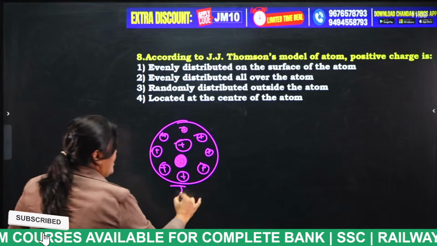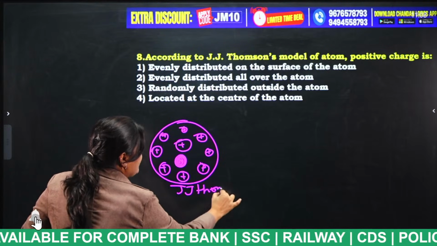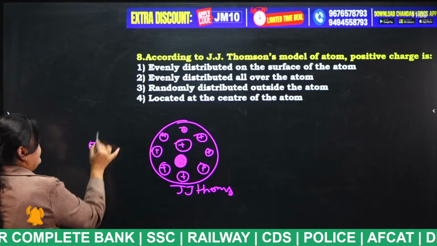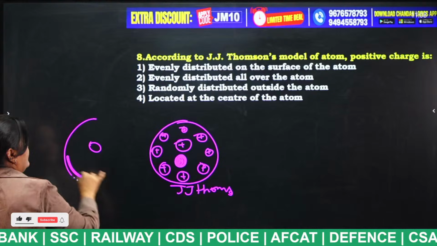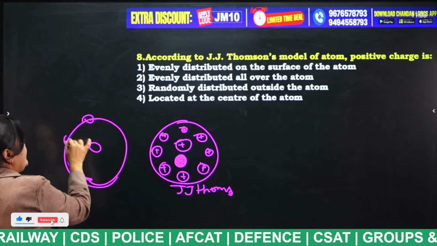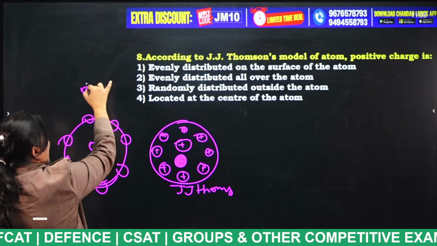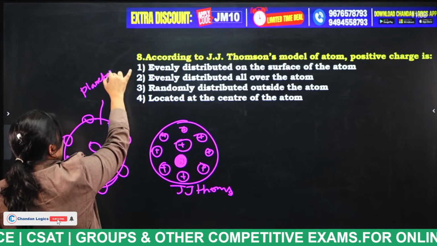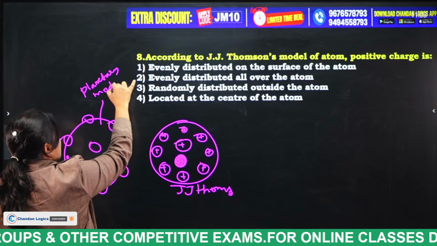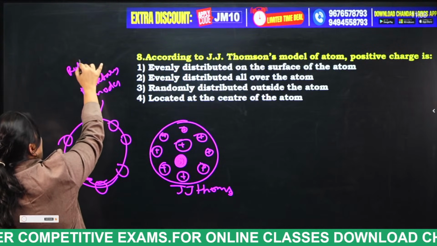This is the J.J. Thomson model. This is the J.J. Thomson model and this is how the other model looks. This model is known as what, students? The planetary model. So this planetary model was proposed by Rutherford. So what did he explain, students?